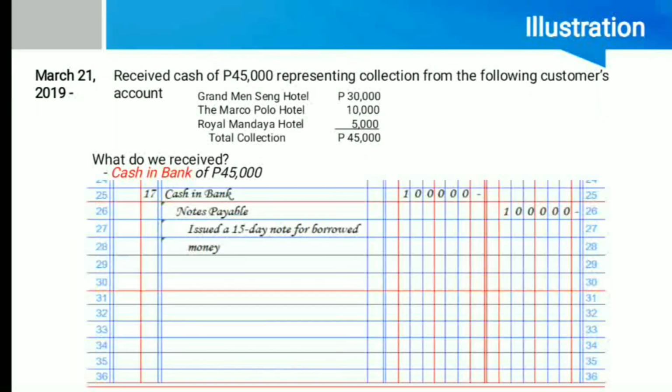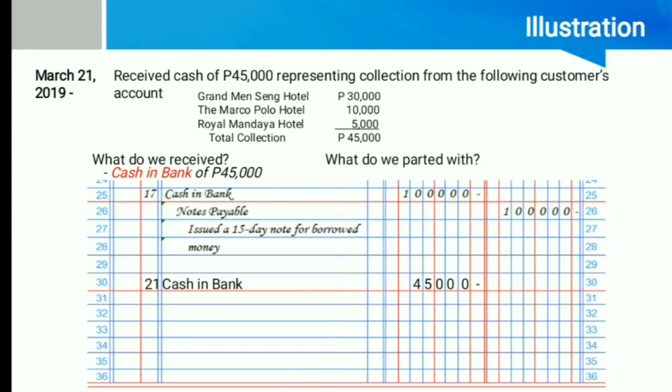The next transaction is on March 21, 2019. Receive cash of 45,000 pesos, representing collection from the following customers' accounts. We have Grand Manseng Hotel, 30,000 pesos. The Marco Polo Hotel, 10,000 pesos. Royal Mandaya Hotel, we have 5,000 pesos, for a total collection of 45,000 pesos. What do we receive in this transaction? Of course, obviously, it's cash. And since in this illustration for Davao Laundry Services all the cash transactions are using cash in bank, our debit entry would be cash in bank of 45,000 pesos. In the general journal, we will write the date, it's 21, and then our debit entry of cash in bank, the amount of which is 45,000 pesos.